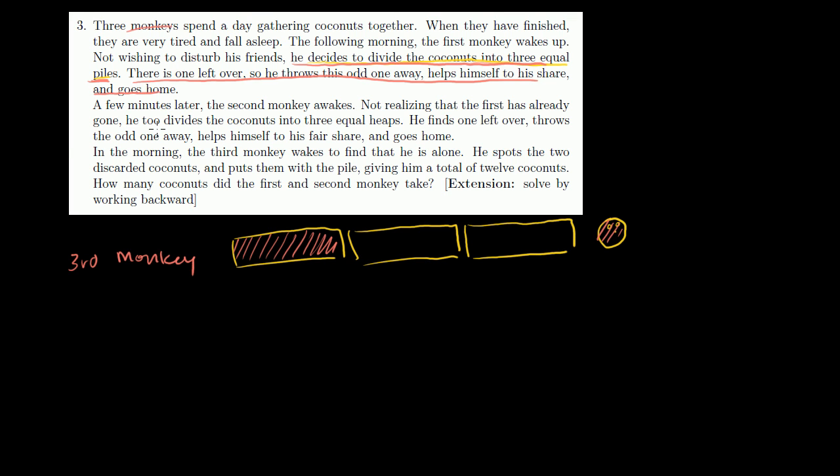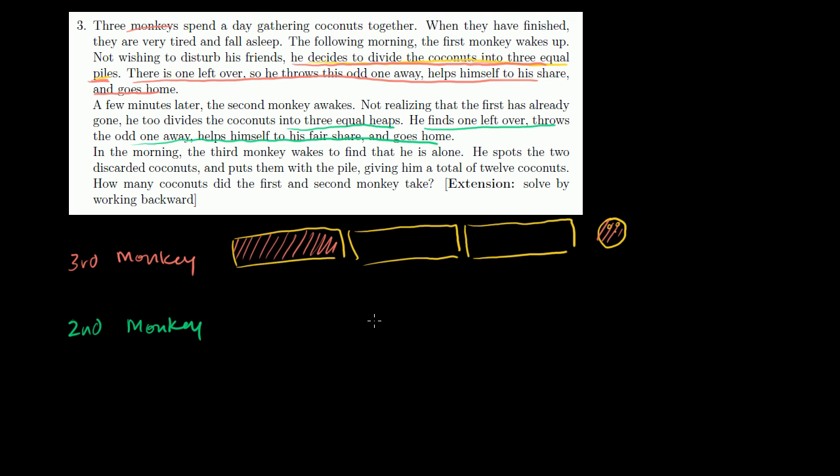Now, a few minutes later, the second monkey awakes. Not realizing that the first has already gone, he too divides the coconuts into 3 equal heaps. He finds one left over, throws the odd away, and helps himself to his fair share. So this is the second monkey. So this is all he sees. He just sees these two piles together.